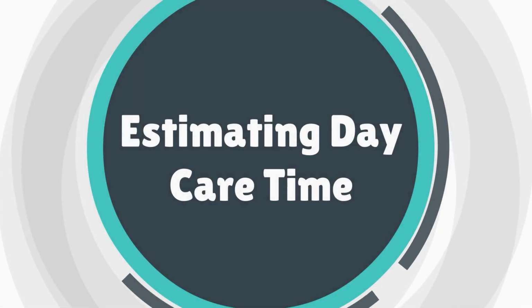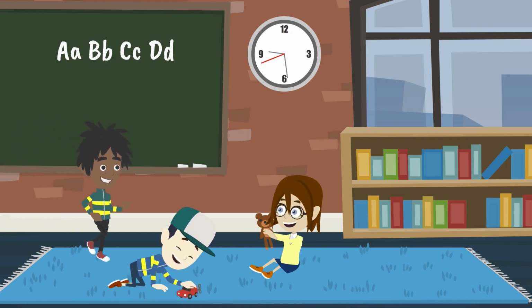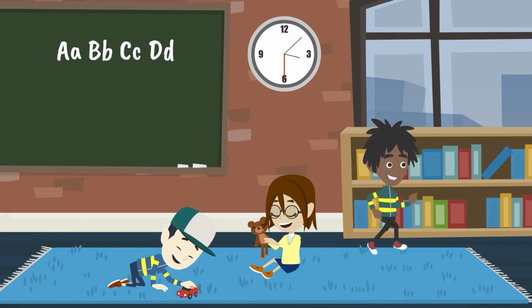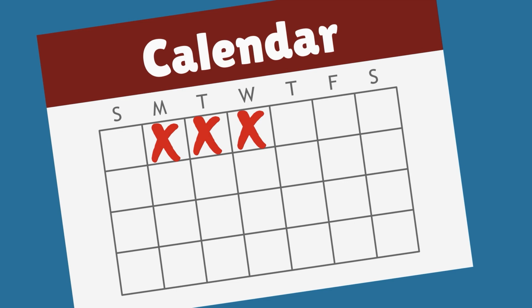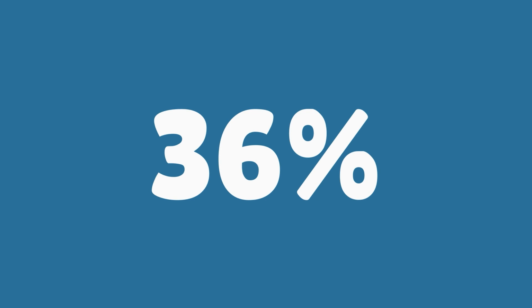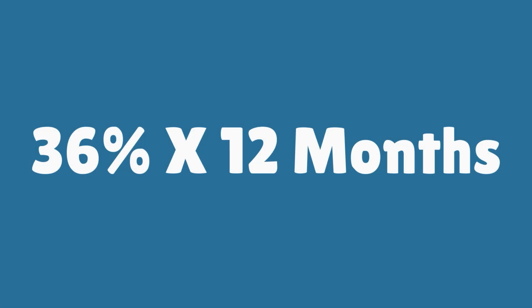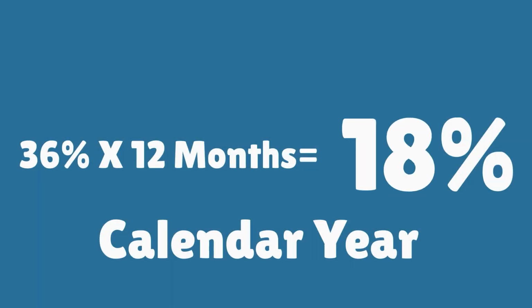Estimating daycare time. If a child is in daycare from 6 a.m. to 6 p.m., then the child is in daycare 12 hours a day. We will assume that it is only 5 days a week and not on weekends. This is approximately 36% time of the 7-day week. 36% of 12 months means that the daycare makes up approximately 36% of the calendar year.